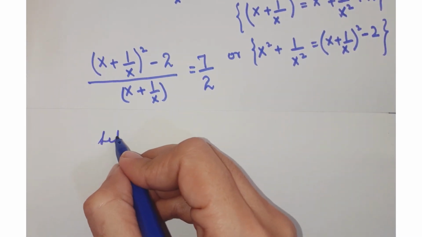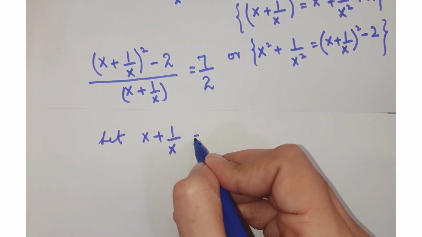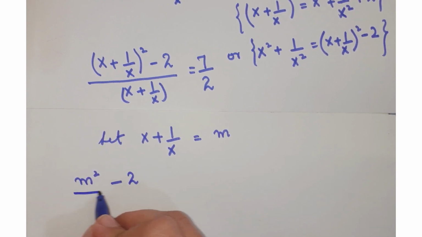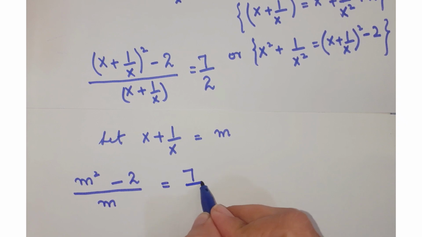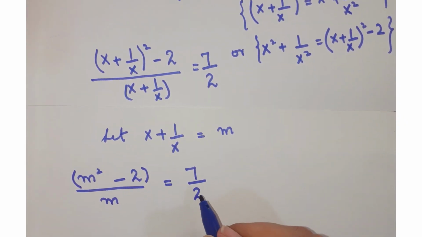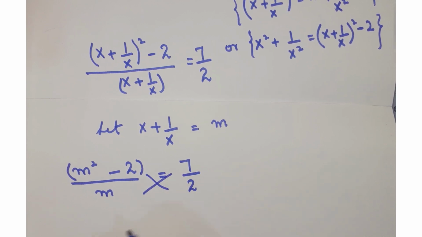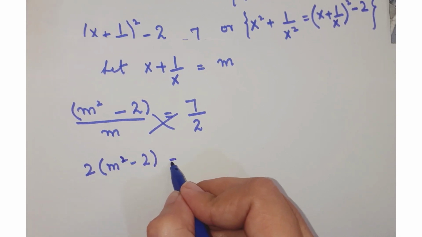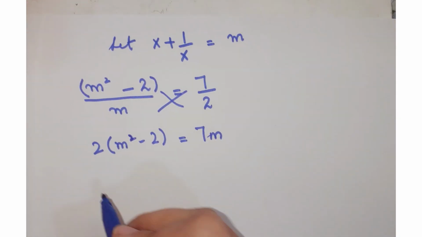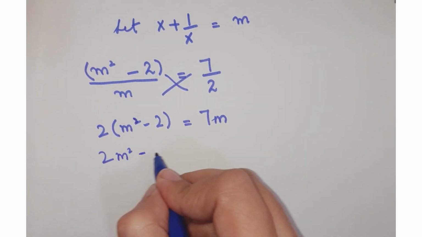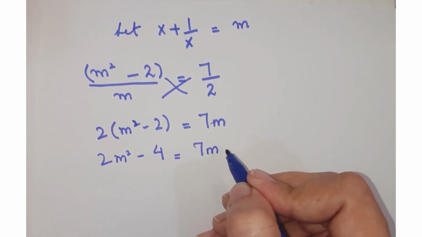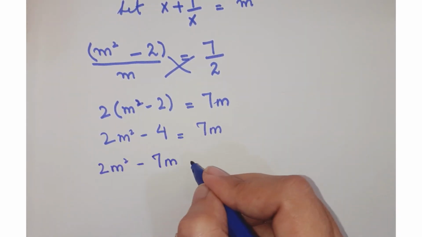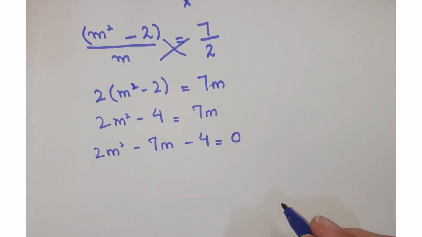Now let's assume that x plus 1 upon x is equal to m. So we have (m square minus 2) upon m is equal to 7 upon 2. Now cross multiply, so you get 2 times (m square minus 2) is equal to 7 into m, or you can say 2m square minus 4 is equal to 7m. Now bring 7m to the left hand side, so its sign gets changed, and you get this quadratic equation.